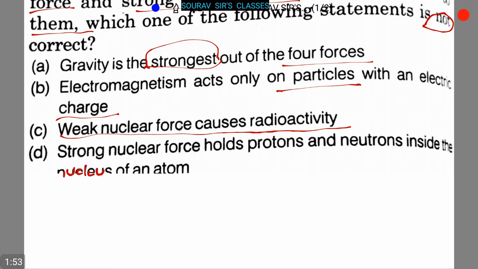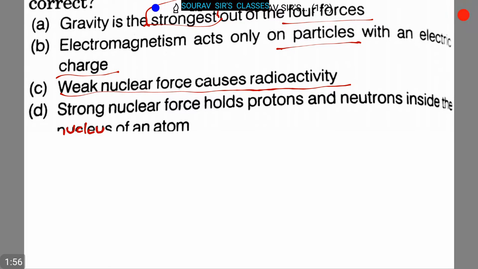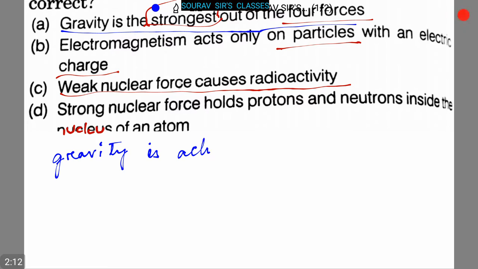So statement A, gravity is the strongest out of the four forces, is incorrect, since gravity is actually the weakest of the four fundamental forces.